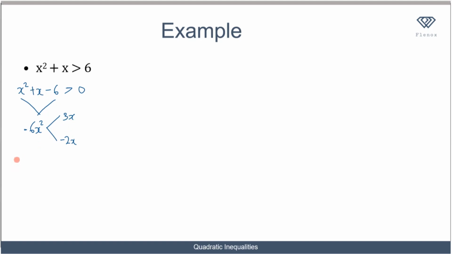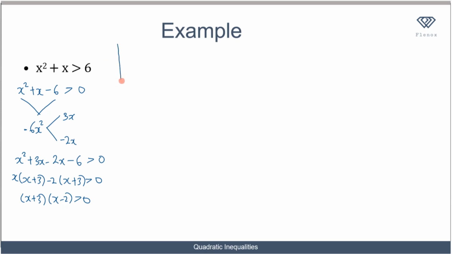So I will replace this with this. I have x squared plus 3x minus 2x minus 6 is greater than 0. So I factorize: x is common to these first two terms, so I'm left with x plus 3, and minus 2 is common, and I'm left with x plus 3, is greater than 0. So what do I have? I pick one of those, x plus 3, and I have x minus 2 is greater than 0.